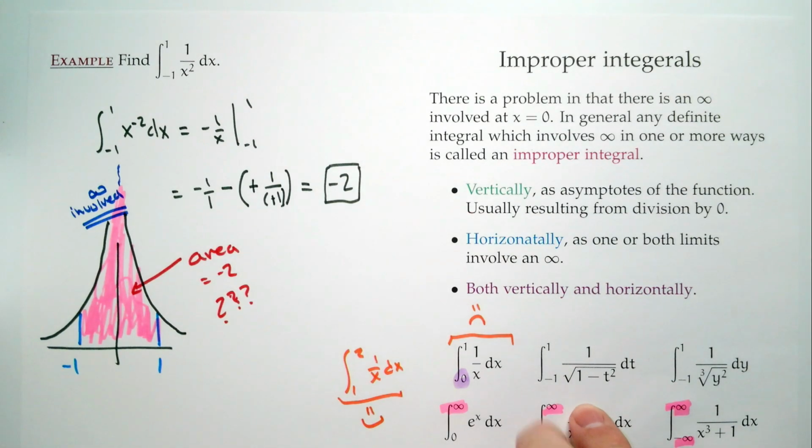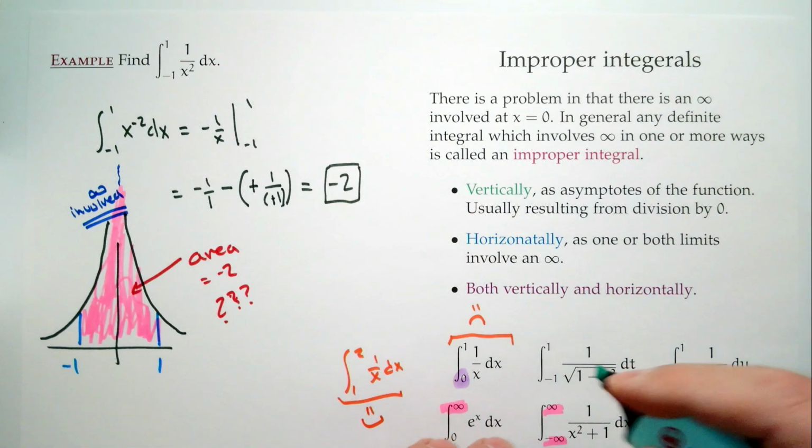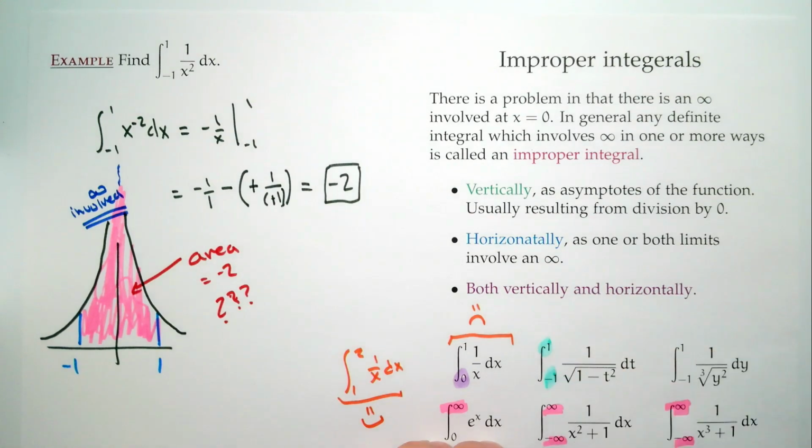Does this have any asymptotes? 1 over the square root of 1 minus t squared. Where are they at? 1 and negative 1, which means that we actually have 2 problems on this one.